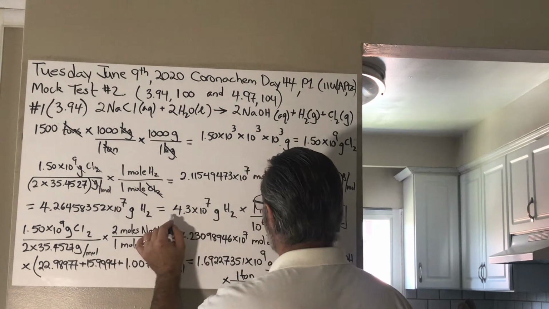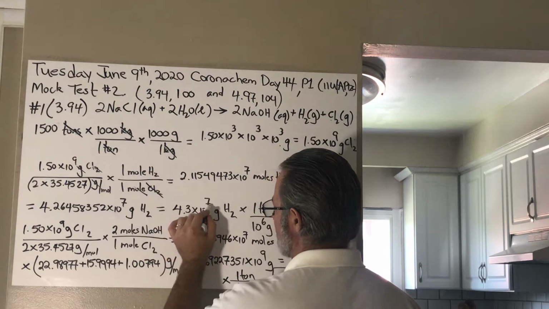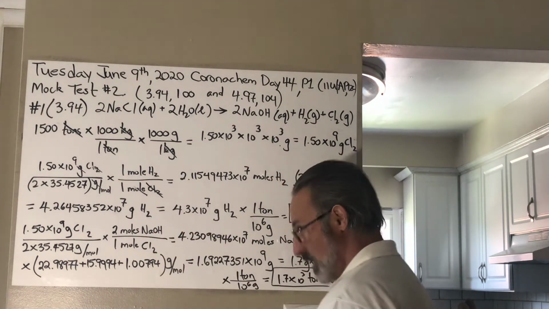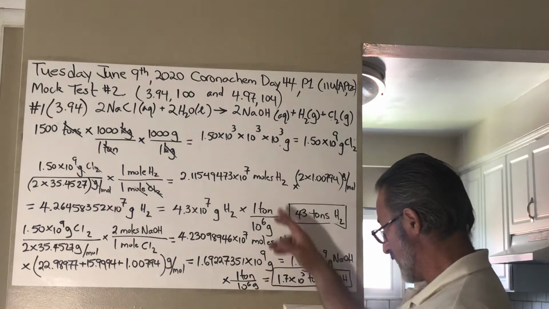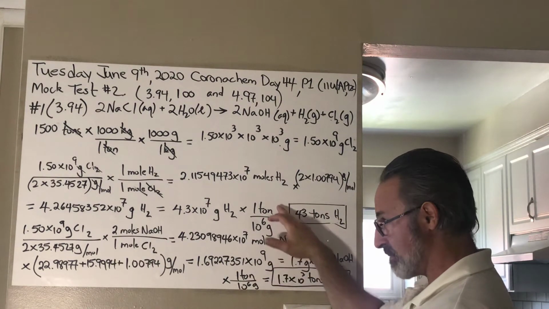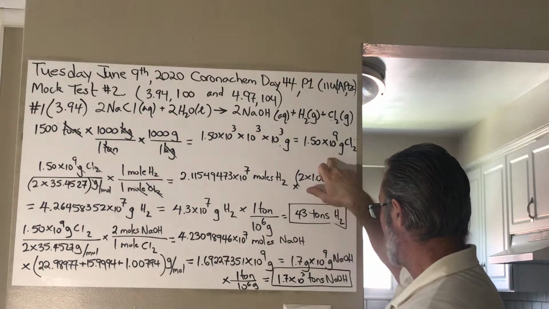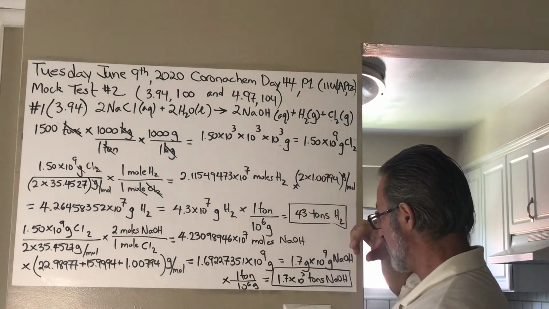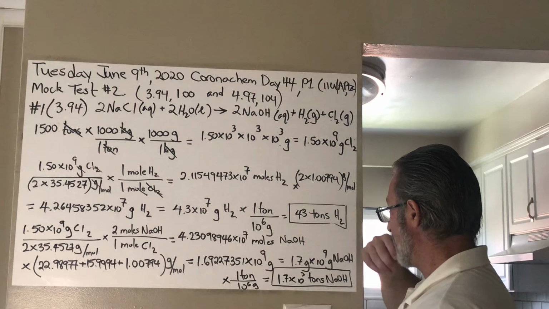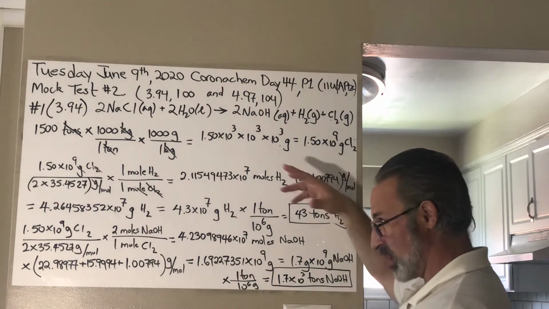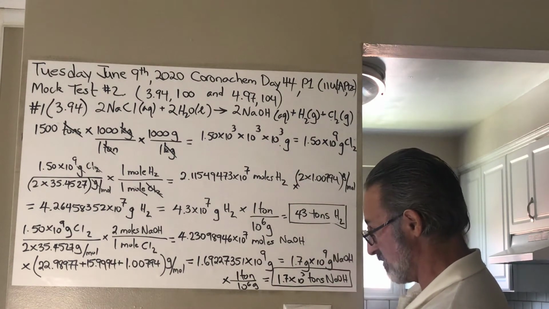And then when you report it, you're going to say 4.3 times 10 to the 7, or 43 million grams of hydrogen. A more practical unit is to divide it by a million. There's a million grams per ton, and you get 43 tons of hydrogen produced from 1,500 tons of chlorine gas. Chlorine is a much heavier element. That's why there's such a huge discrepancy. Hydrogen gas is very light.